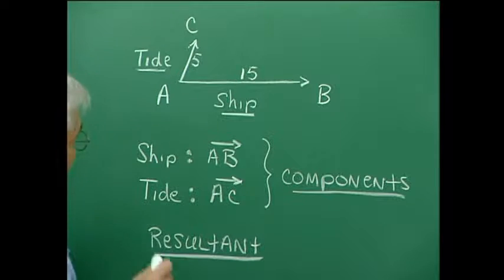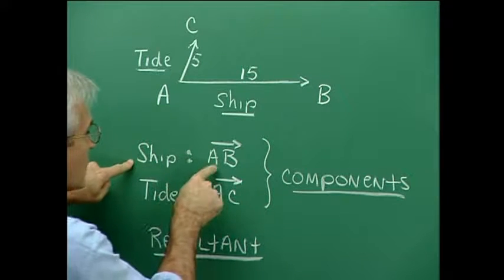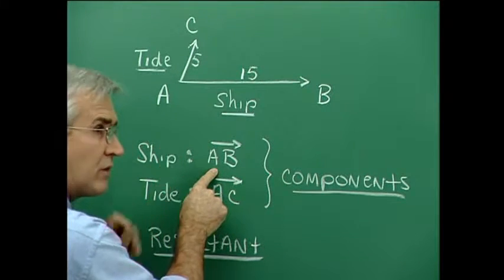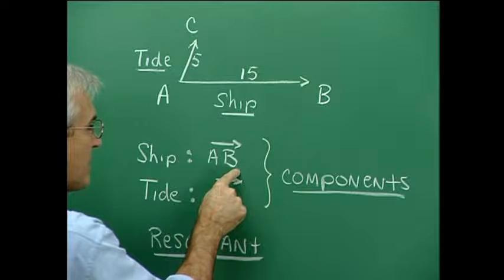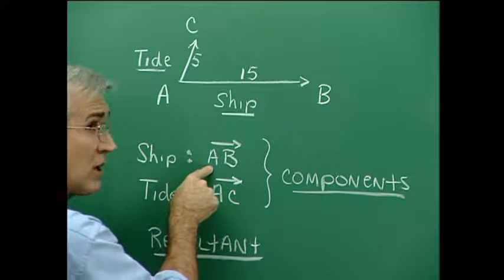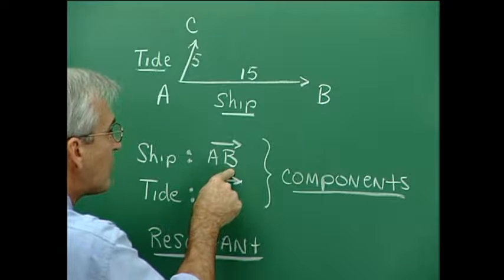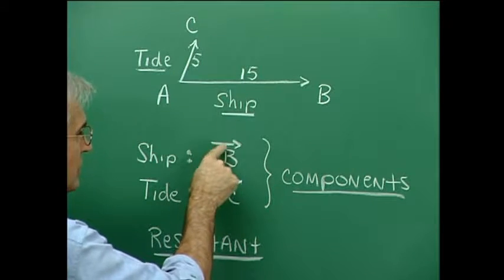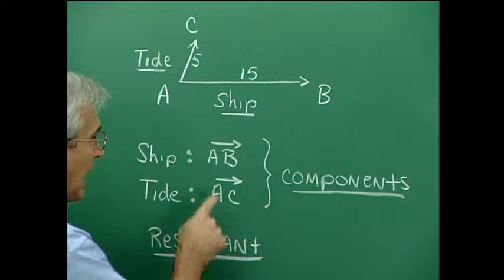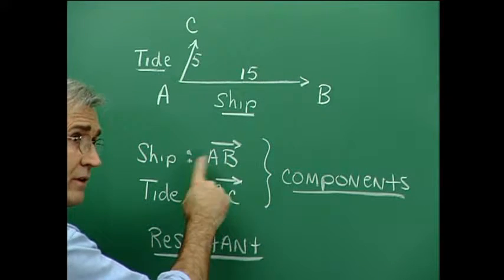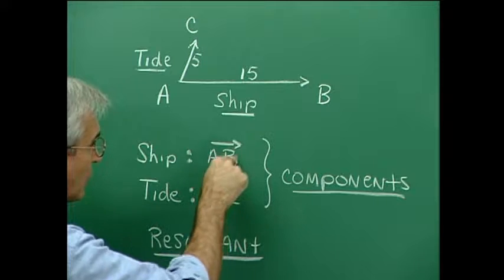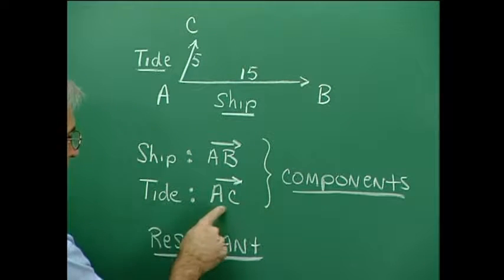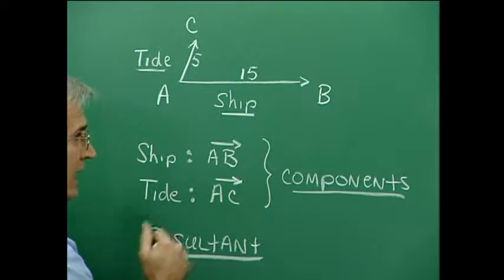Now, the notation for the ship vector is AB. The A is written first because it's the initial side. The B is written second because it's the terminal side. And this little notation just simply indicates that it's a vector. And it starts at A and goes to B. So the direction is built into this notation. The tide vector is AC, and again, same idea.